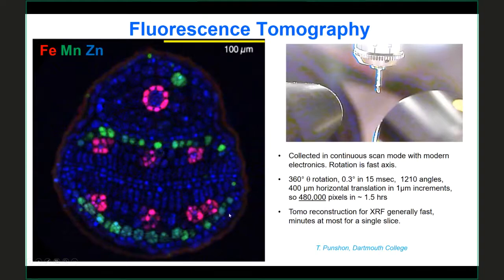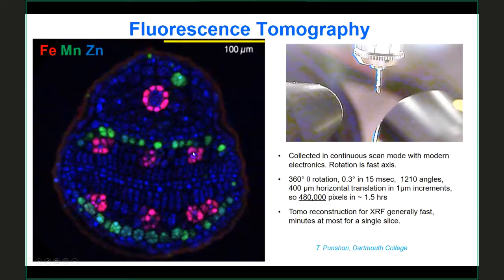So this is now a reconstruction through an Arabidopsis seed showing the location of iron, manganese, and zinc. These beautiful patterns. So this is scanning the sample 360 degrees. The whole thing took about 1.5 hours to make one slice through the sample.